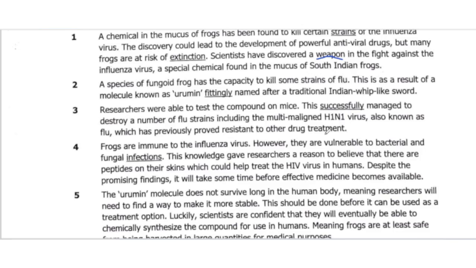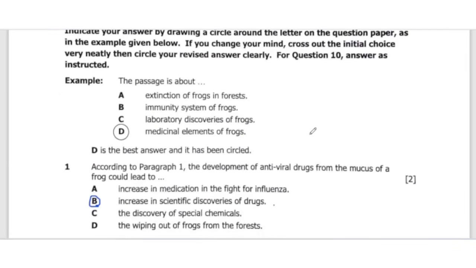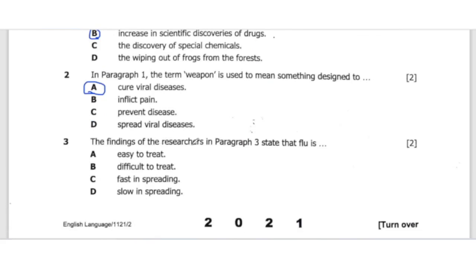Okay, so the researchers are saying that they tested the compound on mouse and it was successful. So when it comes to question number three, the findings of the researchers in paragraph three state that flu is difficult to treat, because all along they have been using different medicines or drugs, and all those medicines have failed. So when you fail, that means it's difficult to treat. If it has failed for the first time, that means it is difficult to treat. That's what they are telling us. If it was easier to treat, then it could have been treated already. You could have a drug for it already. Since up to now we haven't gotten any drug to treat it, that means it's difficult to treat.